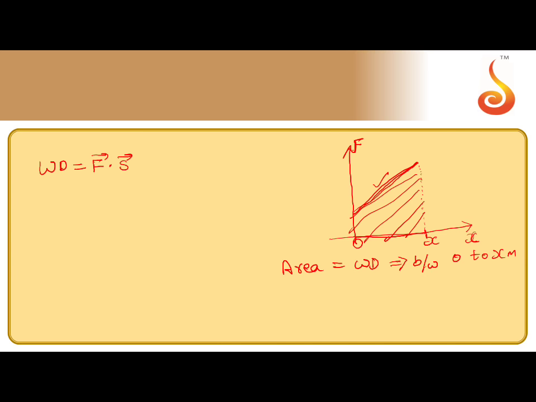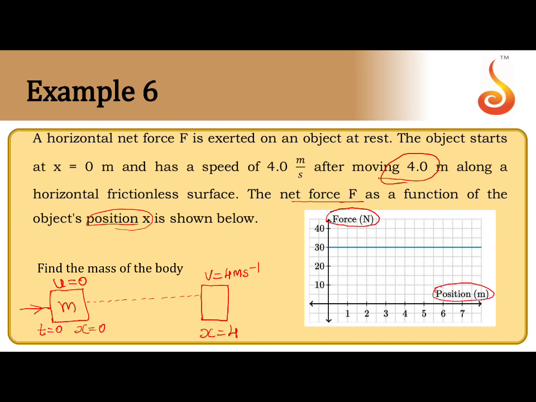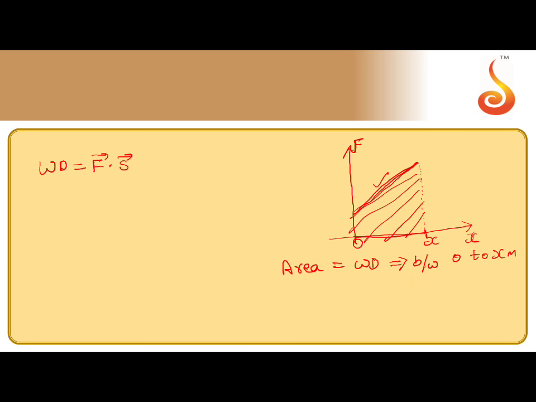So in our graph, if I want to find the work done from 0 to 8 meters, it is given by the area of this rectangle. The total work done is equal to force, which is 30, times displacement, which is 8. This will be equal to 240 joules. This is not asked in the problem. I have just explained it so that you become familiar with the graph.